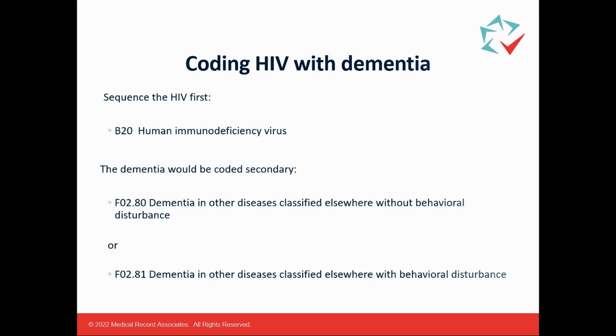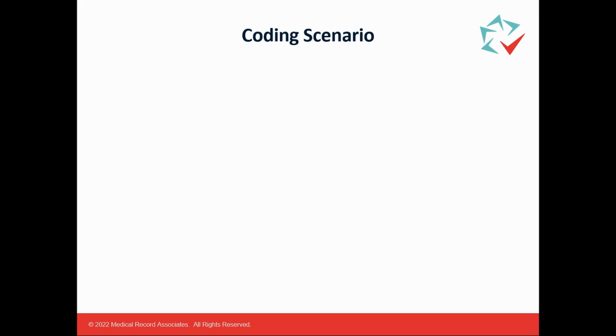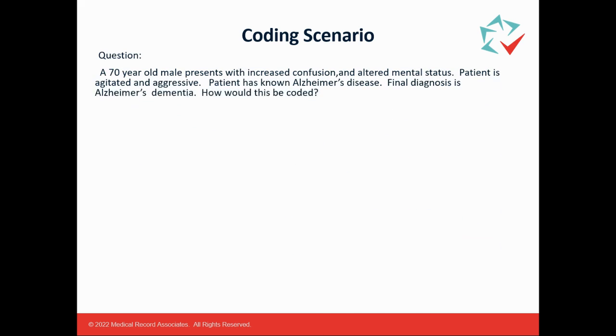So now let's get out our coding books, and we are going to try our first coding scenario, and I will give you a few seconds to look up the code. Our question here is, a 70-year-old male presents with increased confusion and altered mental status. Patient is agitated and aggressive. Patient has known Alzheimer's disease. Final diagnosis is Alzheimer's dementia. How would this be coded? So I'll give you a couple seconds here and you can try out coding this.